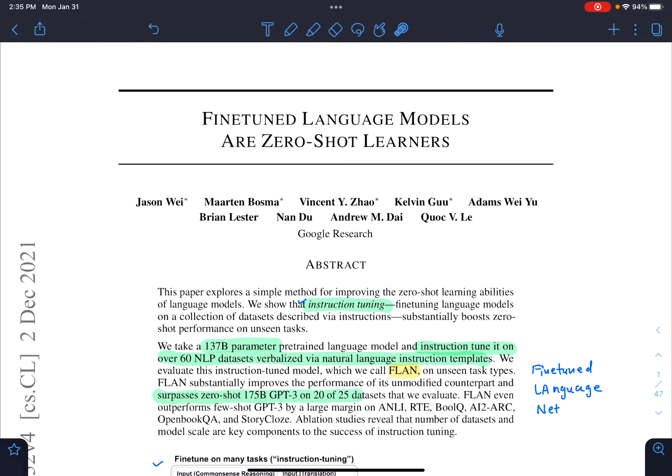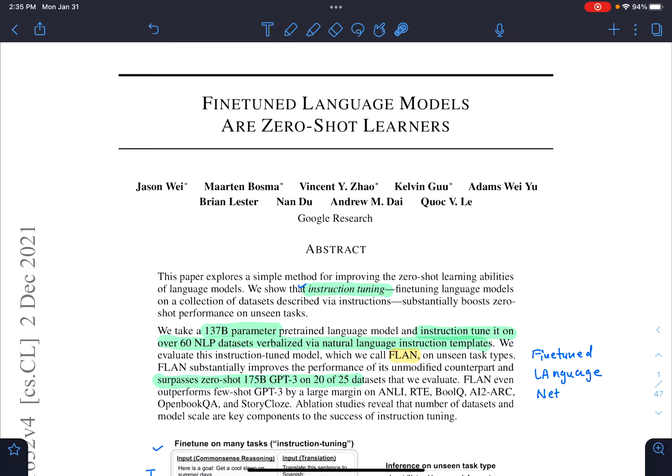Hi. So today we are going to discuss instruction tuning. This paper introduces this concept and is titled "Fine-tuned Language Models Are Zero-Shot Learners".